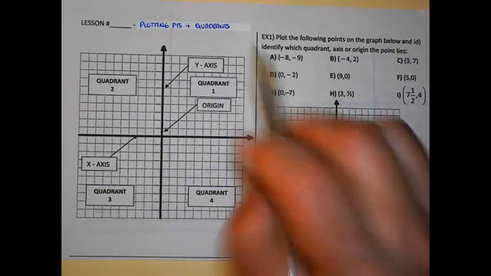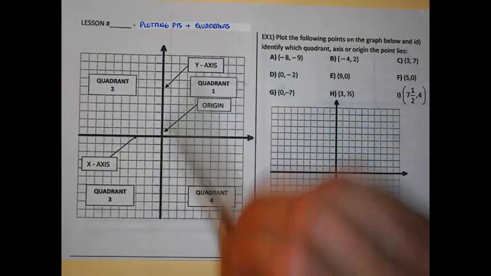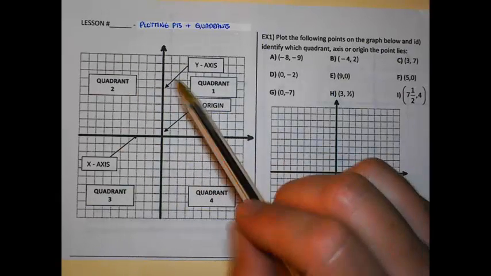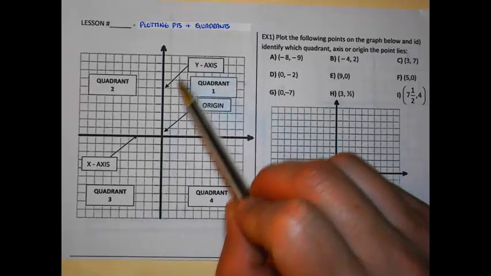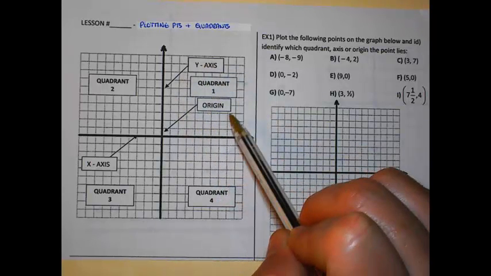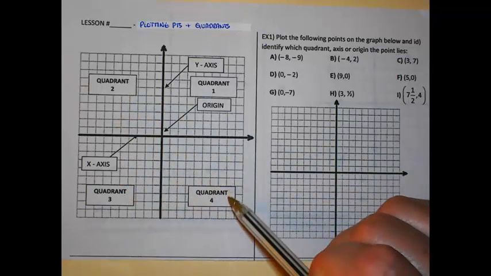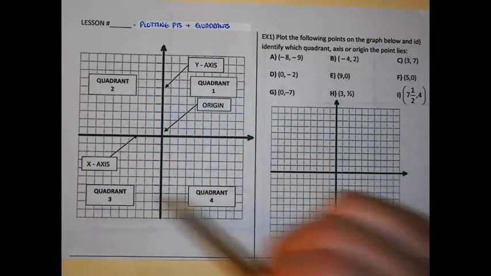Hello, this lesson is going to be on plotting points and the quadrants of a coordinate plane. Okay, so here I have a coordinate plane, and here are some definitions. This will be quadrant 1. Any points in this region will be called quadrant 1. This will be quadrant 2, quadrant 3, quadrant 4. So 1, 2, 3, 4.